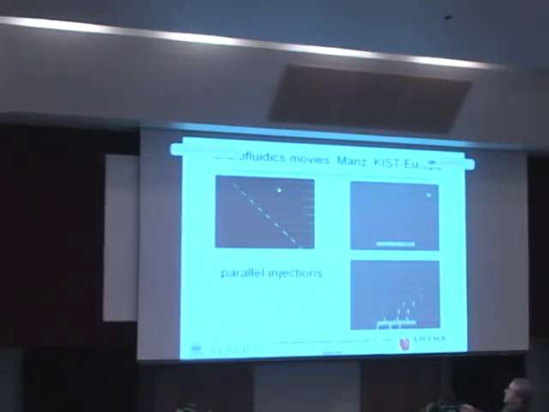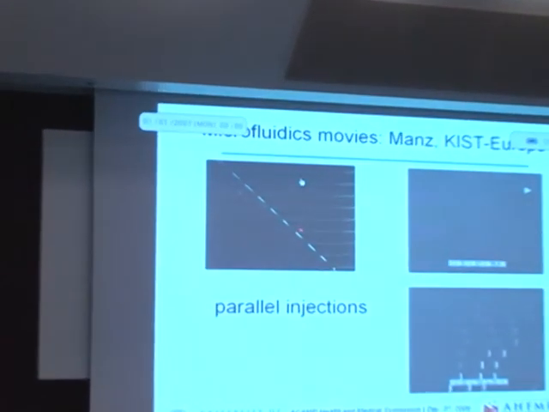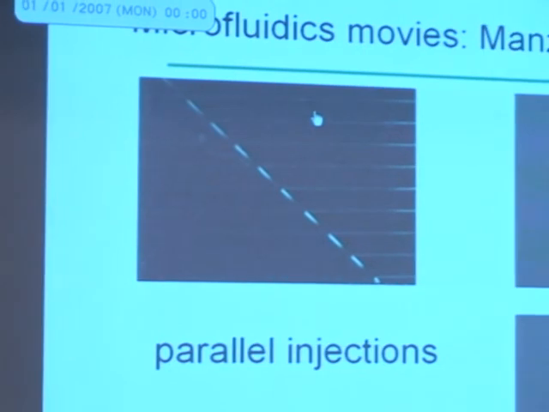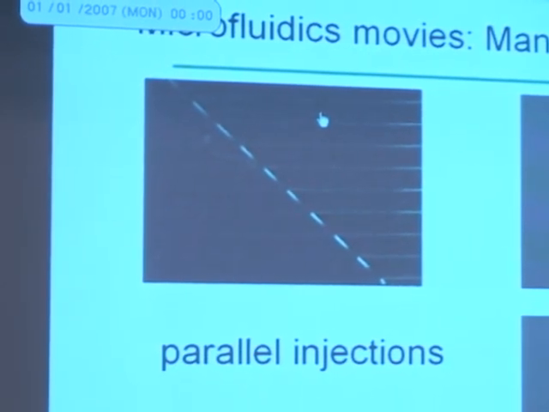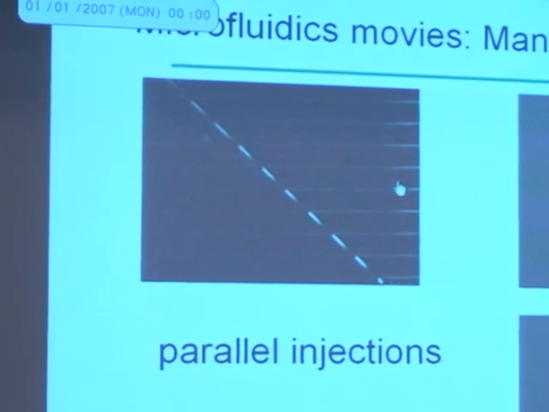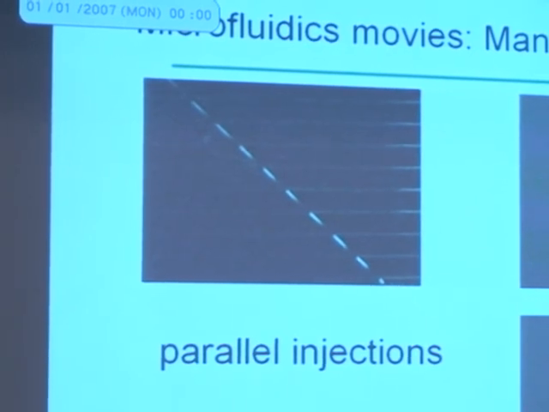So, what's happening here is he's moving, and you can see there's actually a little bit of leakage going on as he finishes the injection. But nonetheless, that's one of the earlier examples of a highly parallel injection scheme. Okay, so let's try this one.